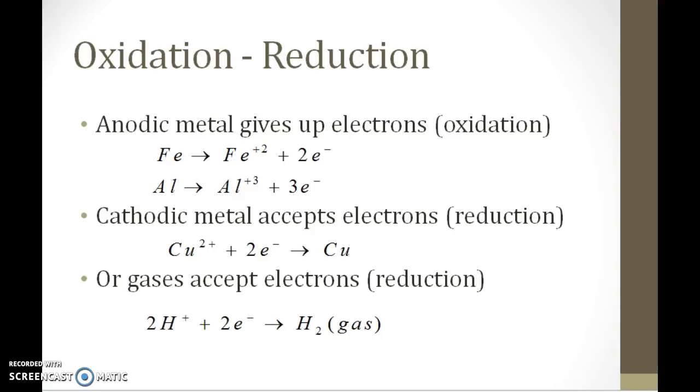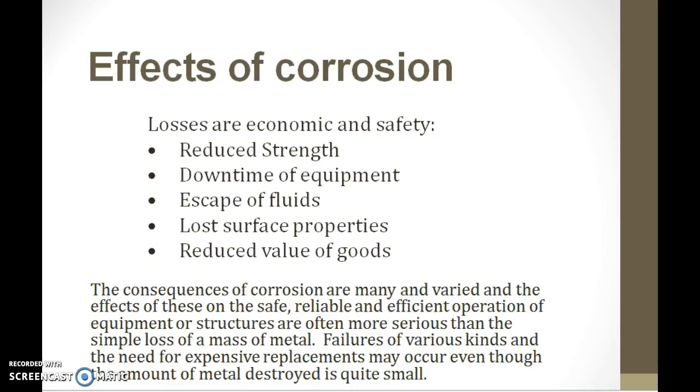In cathodic metal, it accepts electrons, and there it undergoes reduction. So Cu2+ plus 2 electrons gives rise to Cu. So, in case of gases, a general reduction reaction takes place where 2H+ plus 2 electrons give rise to hydrogen gas. So, let us see what the effects of corrosion are. What are the problems that we are facing in corrosion?